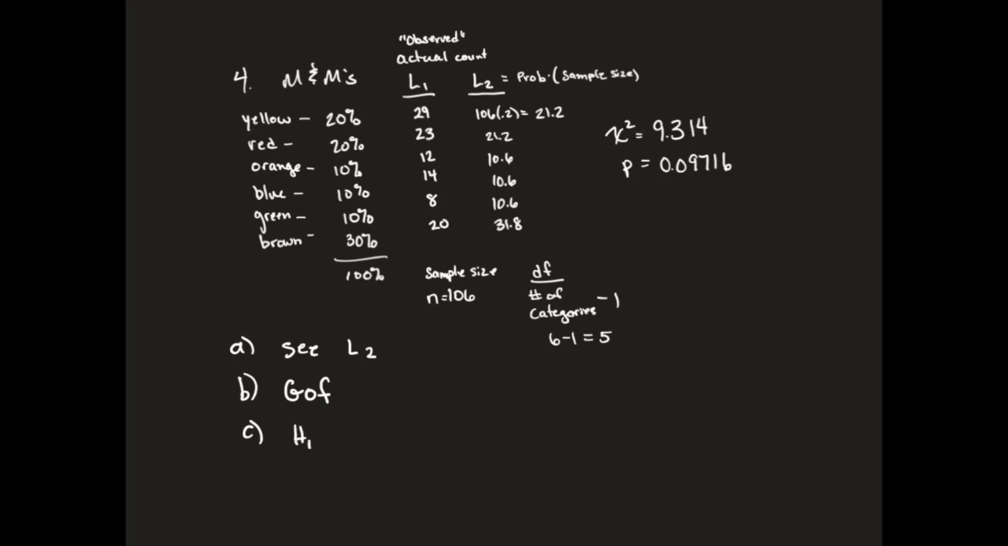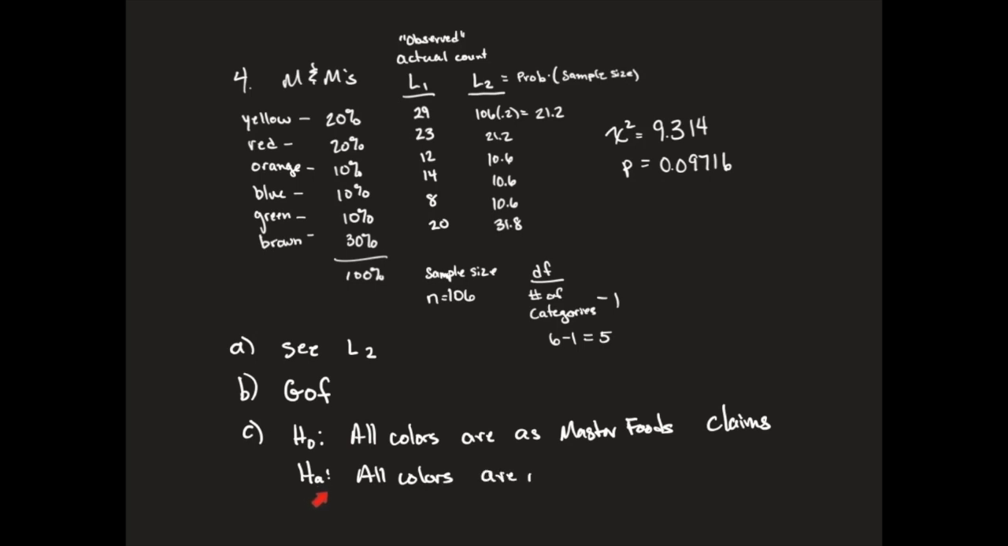Part C is simply to write out the null and alternative hypotheses. If you remember from class, I told you that in chi-square, we're always going to be working with a sentence, and it's a complete sentence, by the way, for all three chi-squared tests. In this case, we're going to say that all colors are as the Master Foods claims, as that manufacturer claims they should be. The alternative is just the opposite of that. All colors are not as they claim.